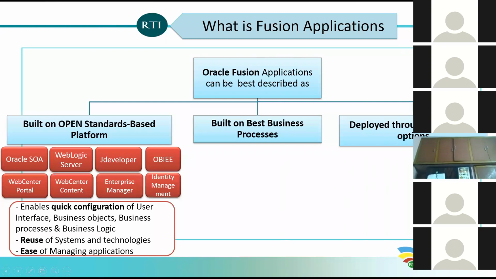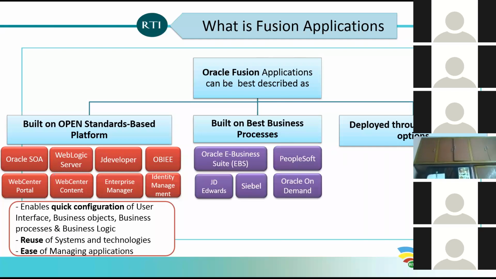And it's built on the best business processes. What does it mean? Back in 2005, once Oracle started implementing the Fusion application, by that time they had bought PeopleSoft, JD Edwards, Siebel, Oracle On Demand, and also Oracle E-Business Suite along with the legacy applications of Oracle. What they did, they combined all these applications together, and took the best processes.